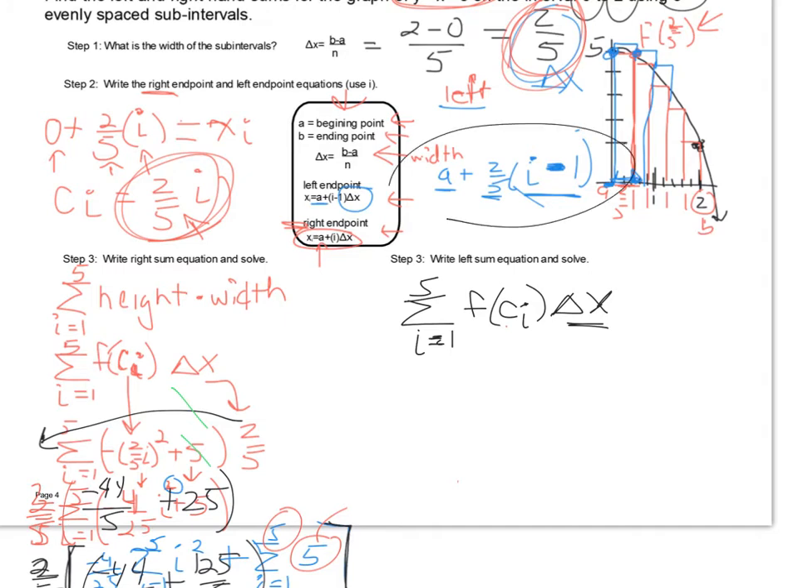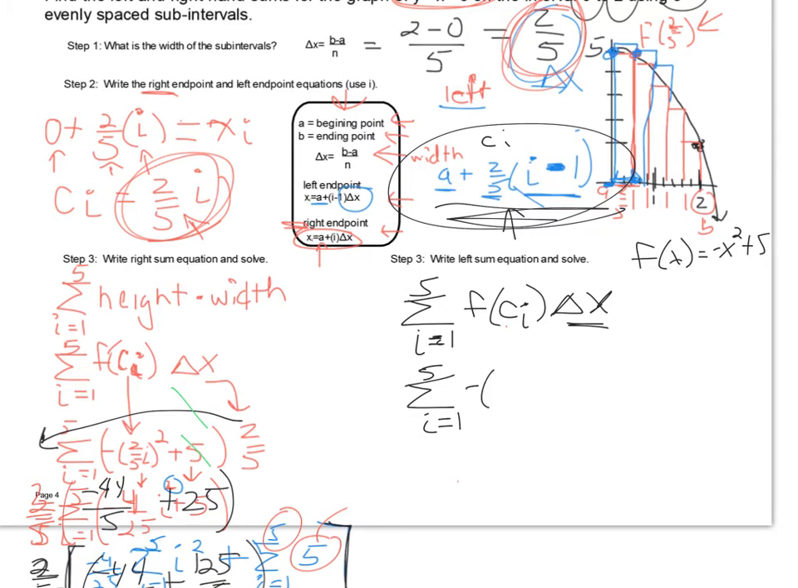Now, we figured out the left endpoint here. So on this one, you're doing from i equals 1 to 5. We're doing 5 rectangles. We're going to do f of ci, and these are my ci's for each left endpoint. It's the left endpoint of each of those intervals. So if I want to find the height, I need to put that into f. Since our f of x was negative x squared plus 5, I have negative x squared plus 5, and then my delta x was 2/5.